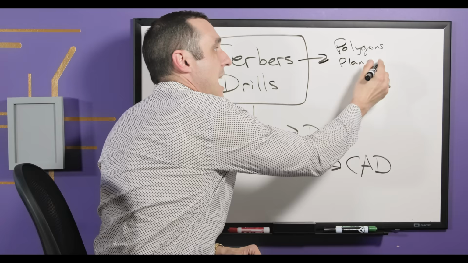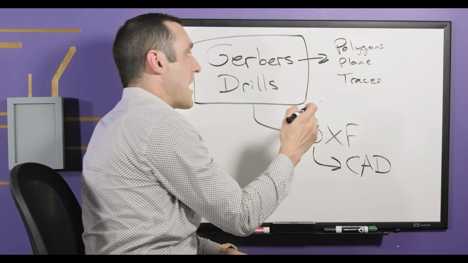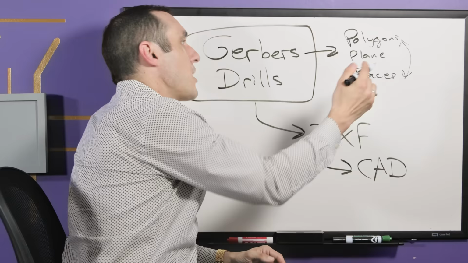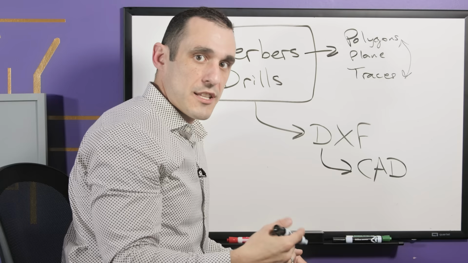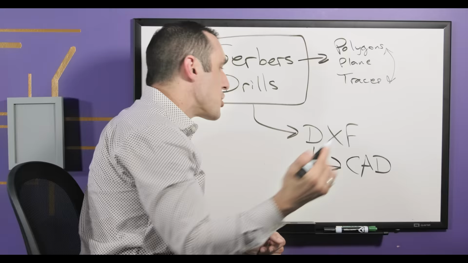The problem is that Gerber files do not distinguish between polygons and traces. They just appear as pieces of copper. If you were to export your Gerber to a DXF, the polygons and traces are not going to be distinguishable in the DXF. They're all just going to look like connected pieces of copper.